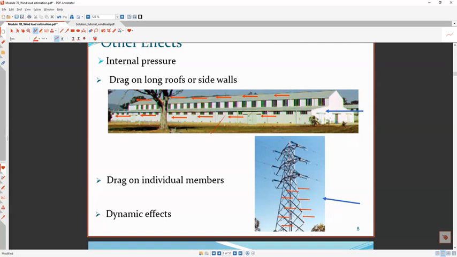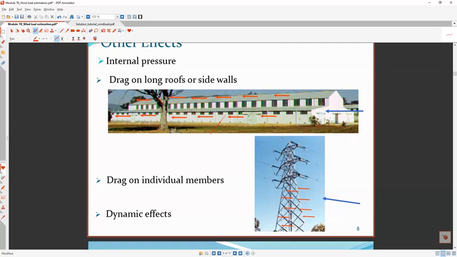That is like the transmission tower, because in this case, this is different: it is not an enclosed structure that the wind is flowing around. It is all individual members. So it is very open, or I'll say porous. I'm not sure about the word open, but porous structures.